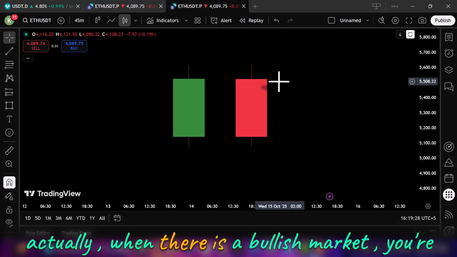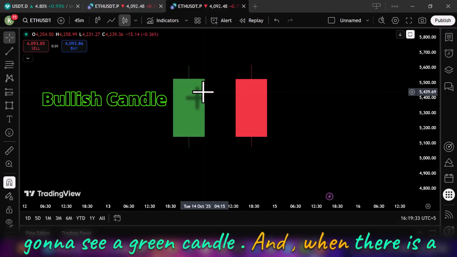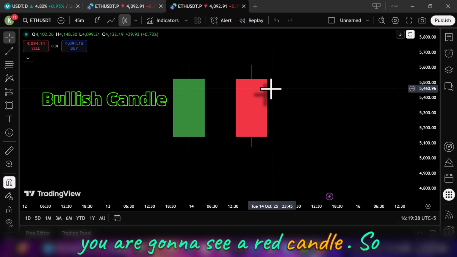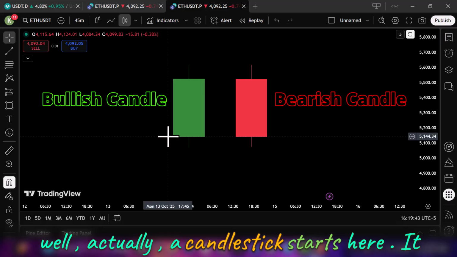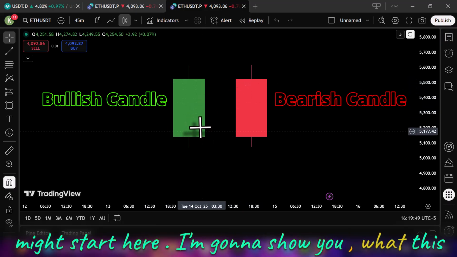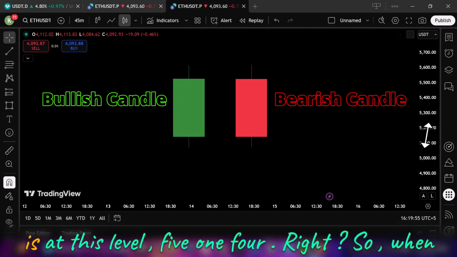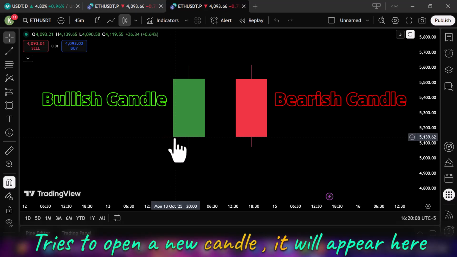Actually, when there is a bullish market, you're going to see a green candle. And when there is a bearish market, where the price is falling down, you're going to see a red candle. So actually, a candlestick starts here, or it might start here. I'm going to show you what this means. For example, consider that the price is at this level, 514, right? So when price tries to open a new candle, it will appear here.